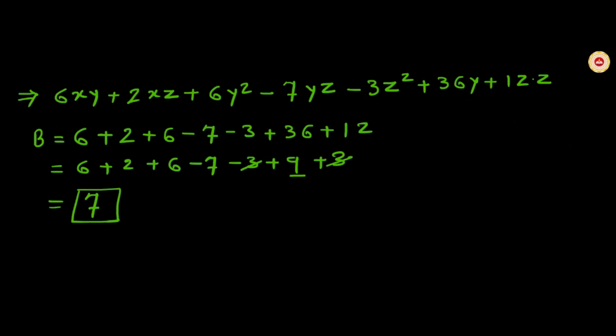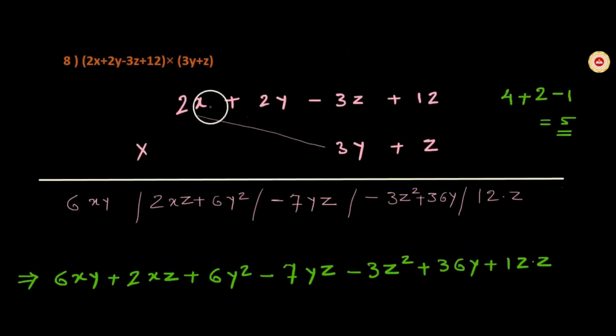Answer. Now friends, let us calculate the Bijank of multiplicand and multiplier. What is the Bijank of multiplicand? I am considering only the numerical coefficients. 2 plus 2, 4. 4 minus 3, 1. 1 plus 2, 3. 3 plus 1, 4. So the Bijank is 4. What is the Bijank of multiplier? 3 plus 1, 4. The Bijank of multiplier is 4.